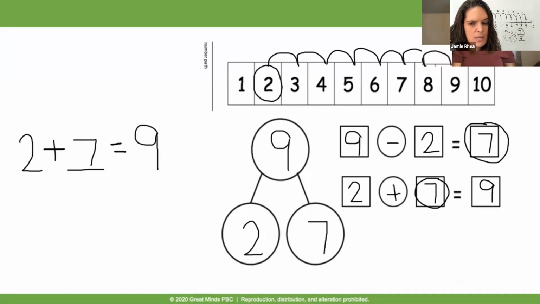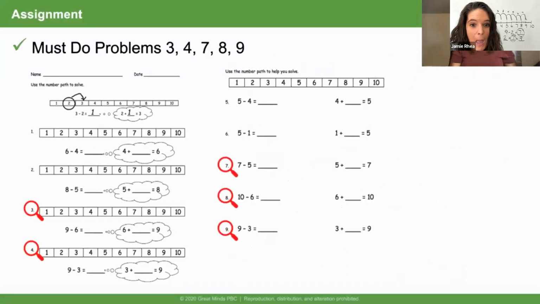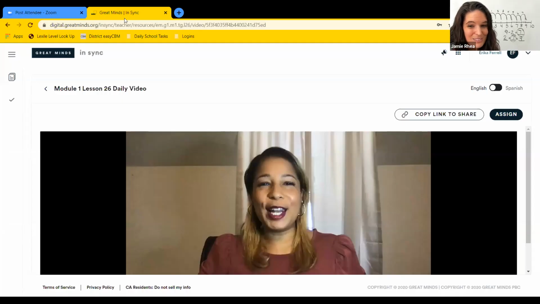Okay, let's look and see what our problem set is for 26. And then we're going to talk about 27, okay? Great work. Guess what it's time for? It's time for you to work on your problem set. You will have 10 minutes to complete problems 3, 4, 7, 8, and 9. If you have additional time in your 10 minutes, feel free to work any of the other problems on the page. Okay, I'm going to stop us because we are still going to do lesson 27. So don't start that problem set just yet. Now I'm going to erase because we're still going to need our number paths.